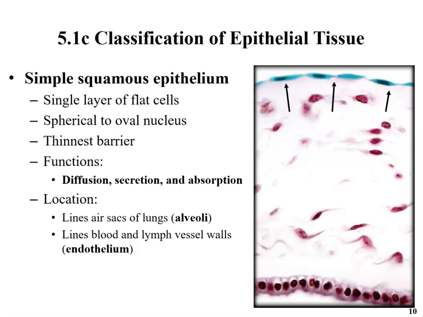As for location, the simple squamous epithelia line the air sacs of the lungs, called the alveoli, and they line blood and lymph vessel walls. When it does this, it's called endothelium. It's not mentioned here, but it also makes up the mesothelium, which is the lining of serous membranes that covers your body cavities, right? Remember the parietal layer and the visceral layers? That's the mesothelium, and that's a simple squamous epithelium.